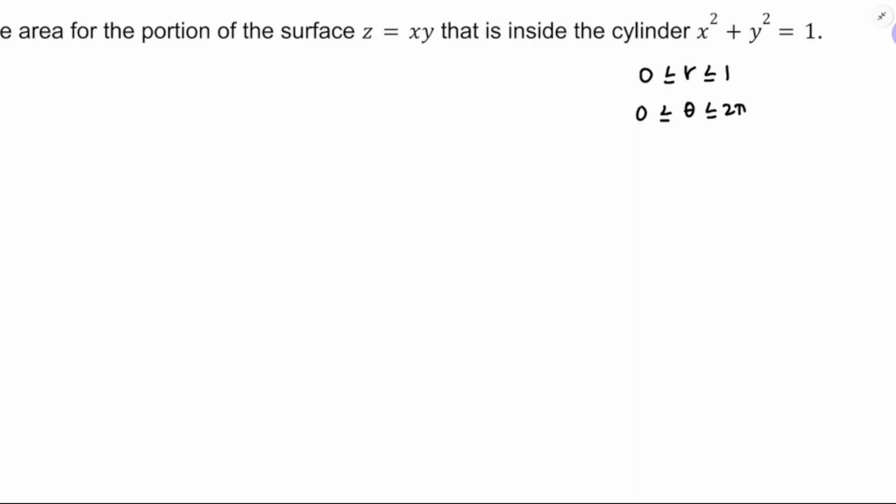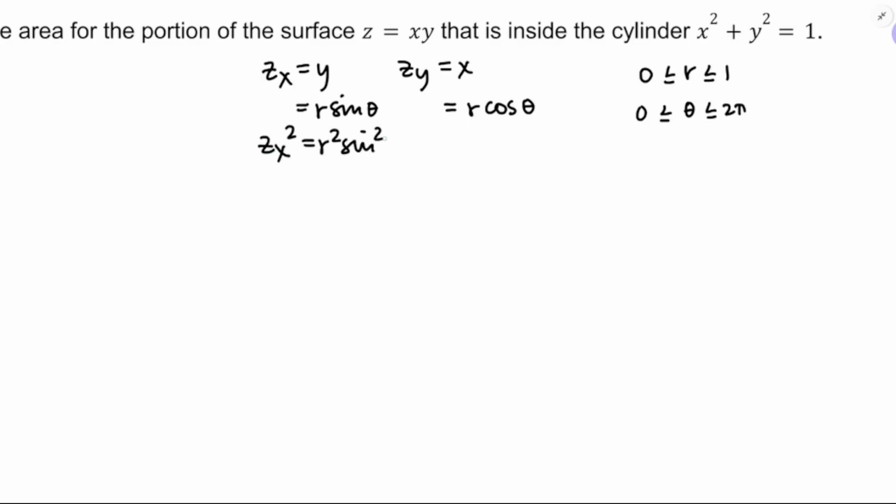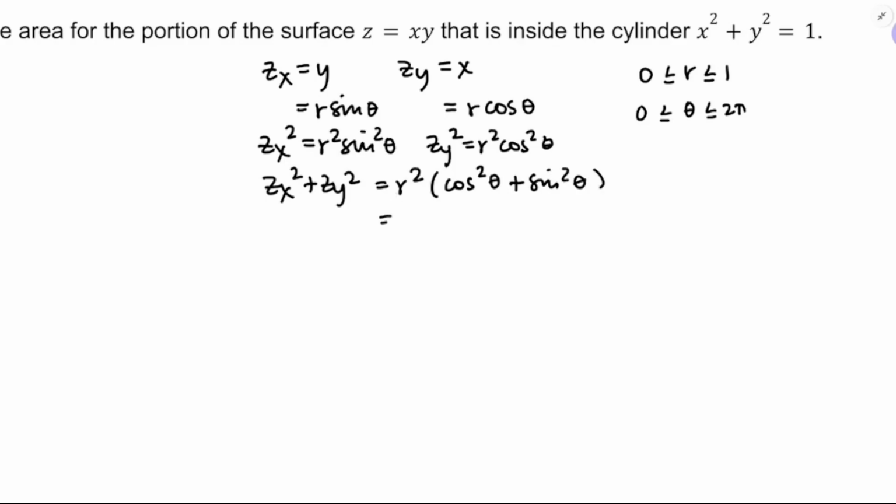Okay. Surface z equals xy, I'll take my partial zx equals y and zy equals x. So if I change that to polar, which I know is going to happen because then I've got a cylinder, a circular type thing, cosine theta, yep. And so if I square zx, that's going to be r squared sine squared theta. Zy squared is r squared cosine squared theta. So if I added them together, it's going to be r squared times something that's equivalent to 1 for every theta. So that's just going to be r squared.